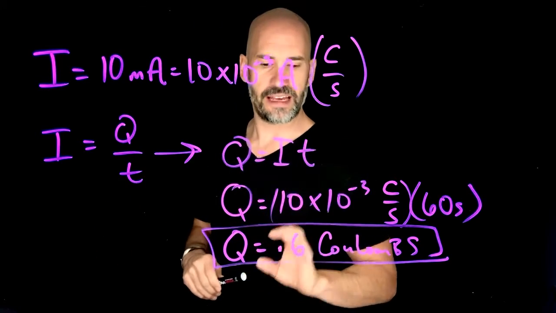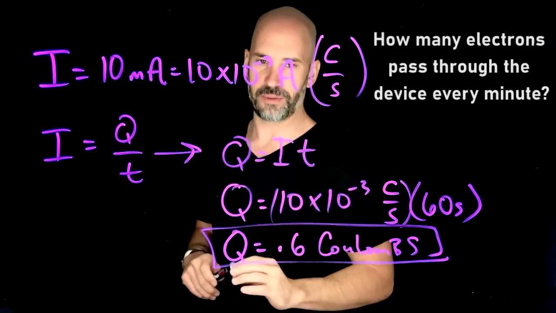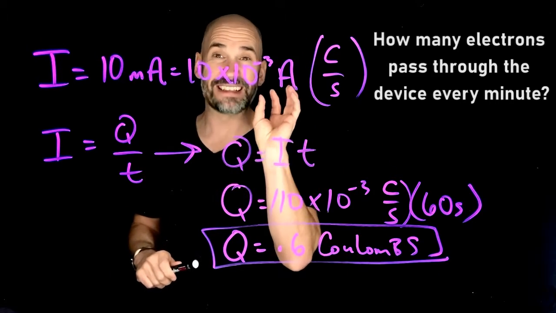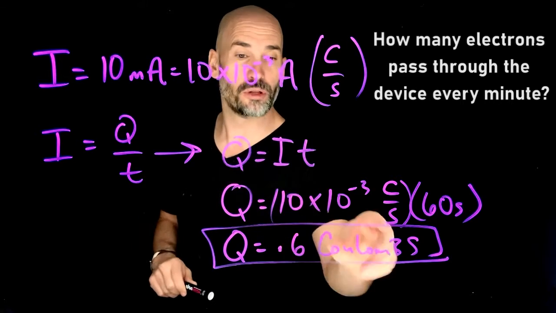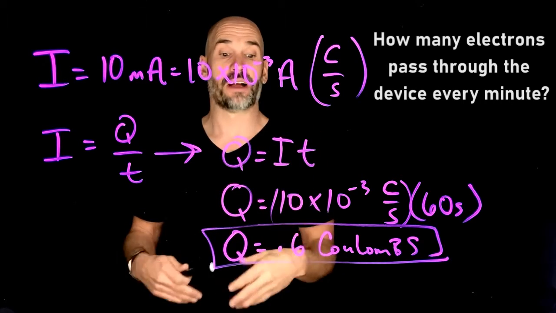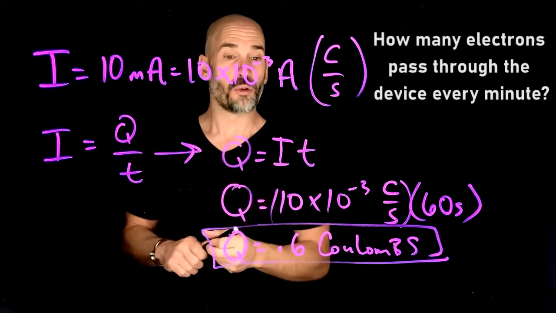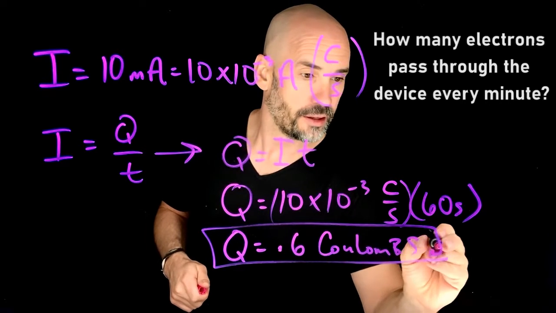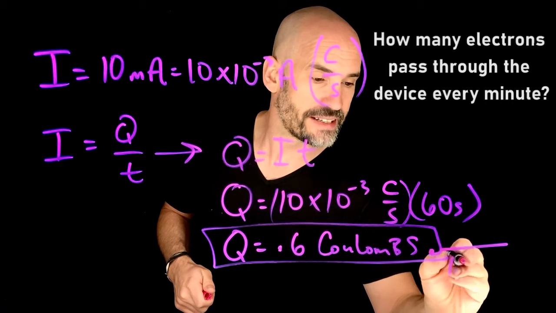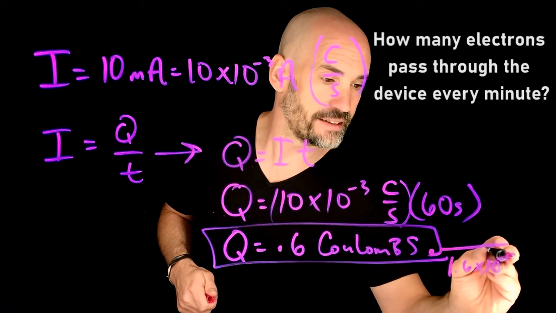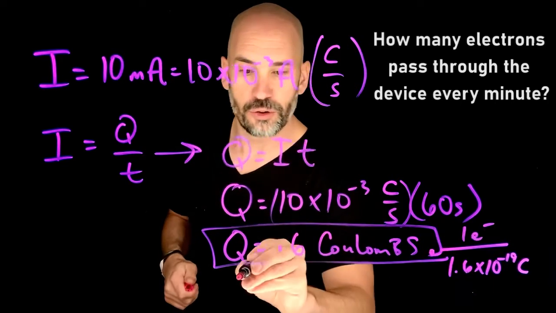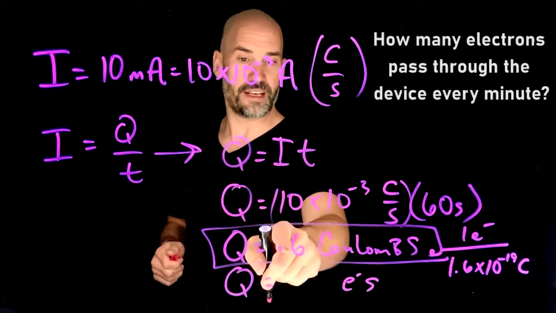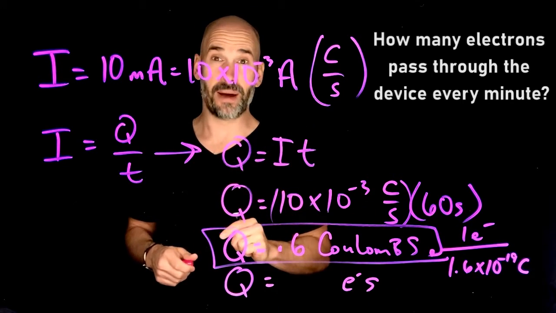Now, the next question says, how many electrons pass through the device every minute? So if it's this many coulombs, I want to drive home, I want to distinguish how 0.6 coulombs is very different than the number of electrons that actually pass through the device every minute. So we know that there is 1.6 times 10 to the minus 19 coulombs for every electron. So if we want to find out how many electrons that is, we just take 0.6 and divide by 1.6 times 10 to the minus 19.